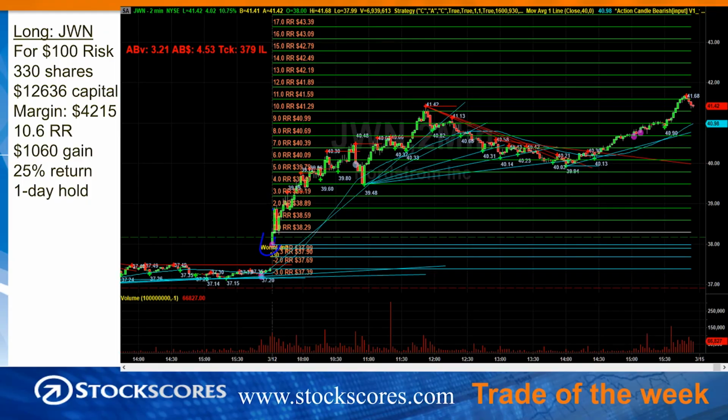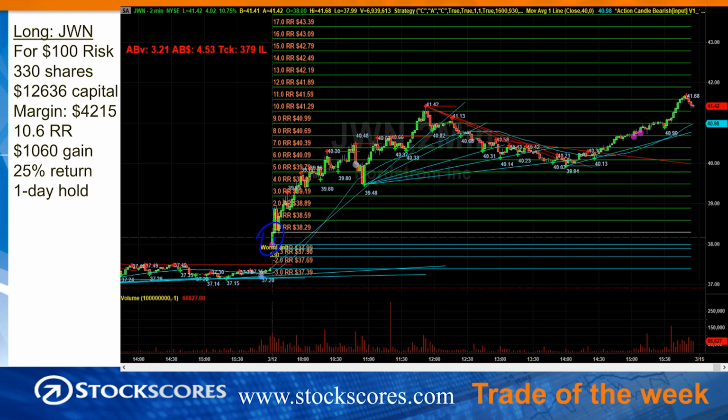The idea here is that we are watching for something called an action candle. And when we have our algorithm find an action candle on any of the US stocks, we cover the entire market in real time, then we look to the chart to see if it has a good pattern. So JW Nordstrom was one that did this at the open, and a few of the retail stocks did this.